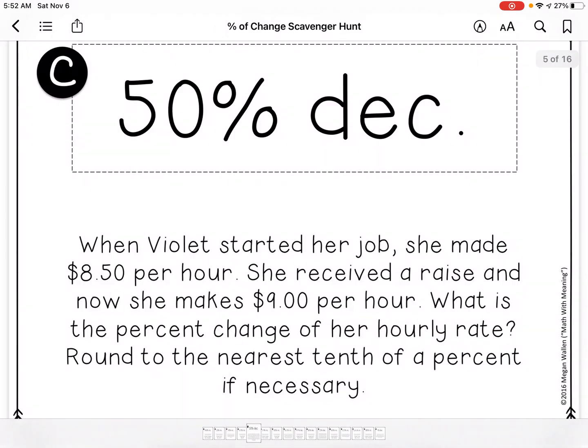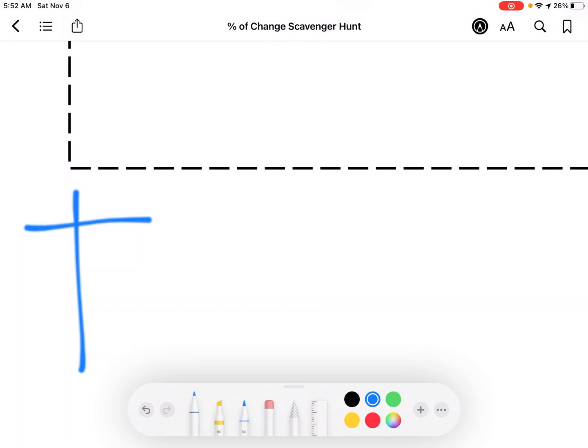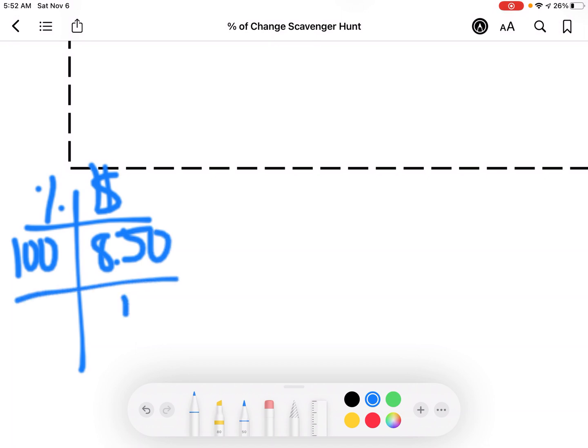When Violet started her job, she made $8.50 per hour. She received a raise, and now she makes $9 per hour. What was her percent of change in her hourly rate? So 9 minus 8.5, and I get 0.5. So I know that 100% is $8.50. I'm finding for 50 cents because that's the difference between the new rate and the old rate.